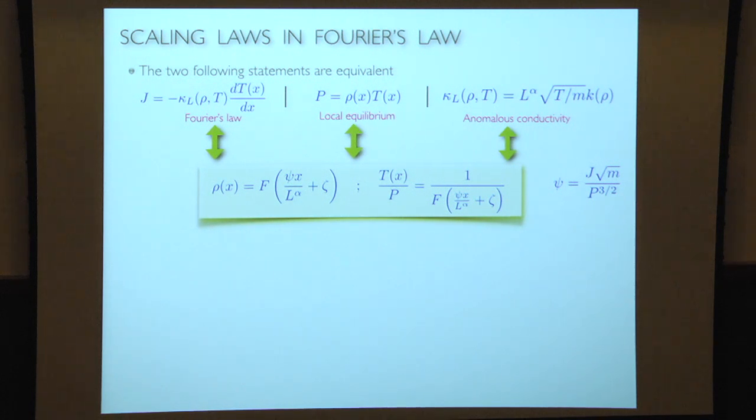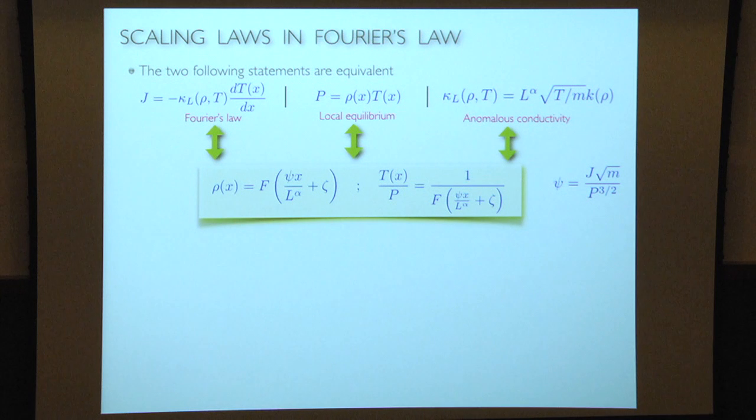It's based on a very simple equivalence. Let's assume that you have a model or a system which obeys these three equations here. On one hand, we are going to assume that our system obeys Fourier's law, which in this case means that the current is just minus some conductivity, which depends on the local fields, density rho and temperature T, and it might depend on the system size, times the temperature gradient. Okay, that's Fourier's law for me now.